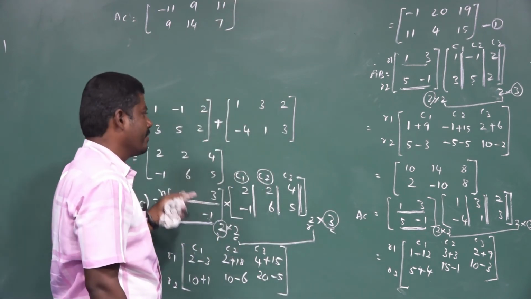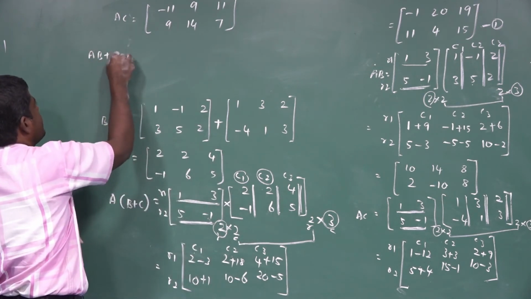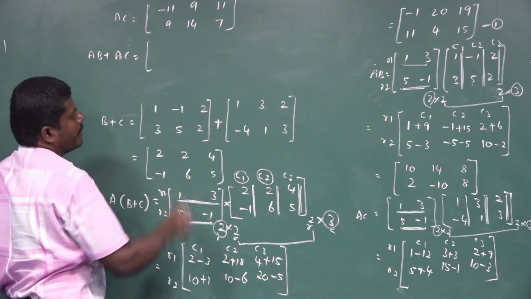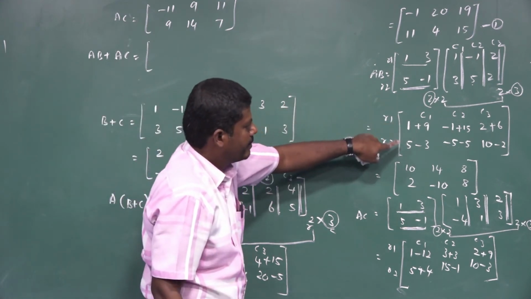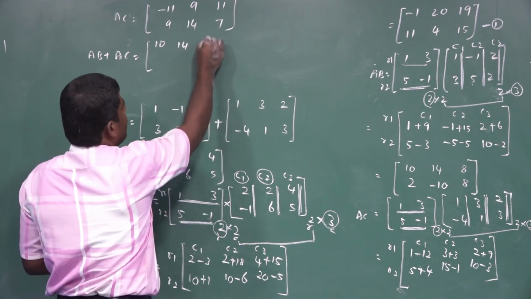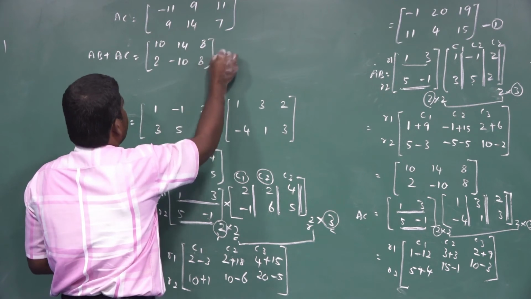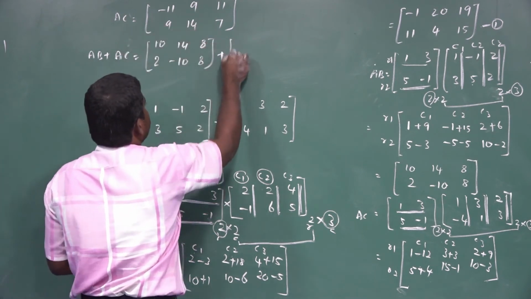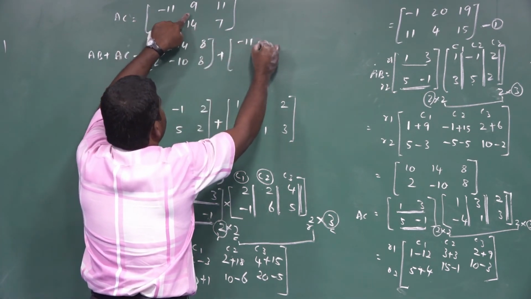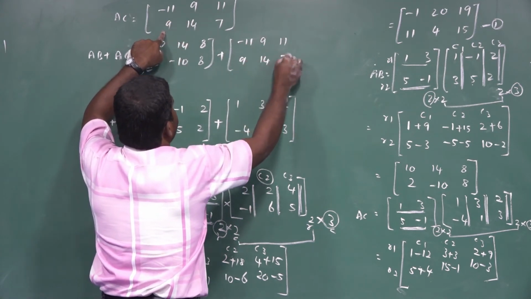Finally, we want to find out our right side, which is AB plus AC. The AB matrix is 10, 14, 8, 2, minus 10, 8. Plus the AC matrix, which is minus 11, 9, 11, 9, 14, 7.